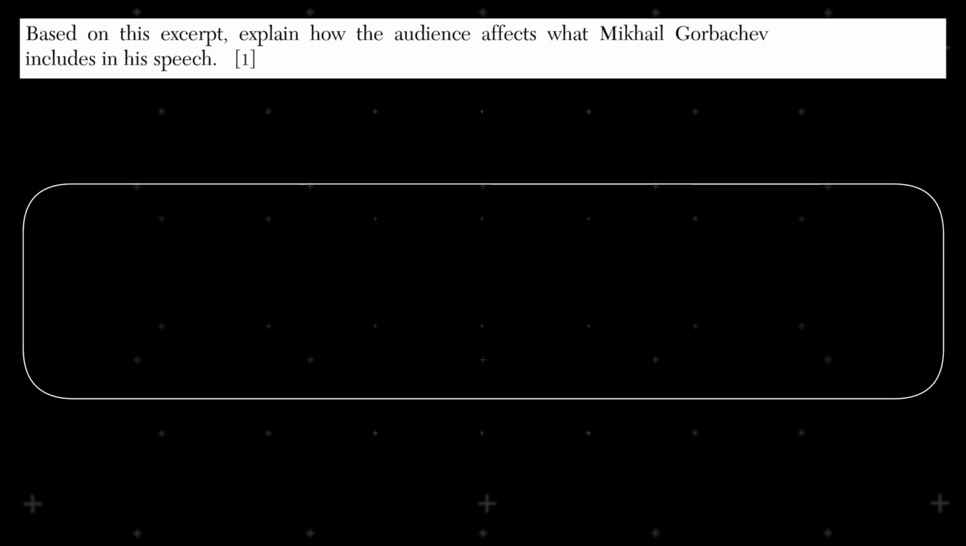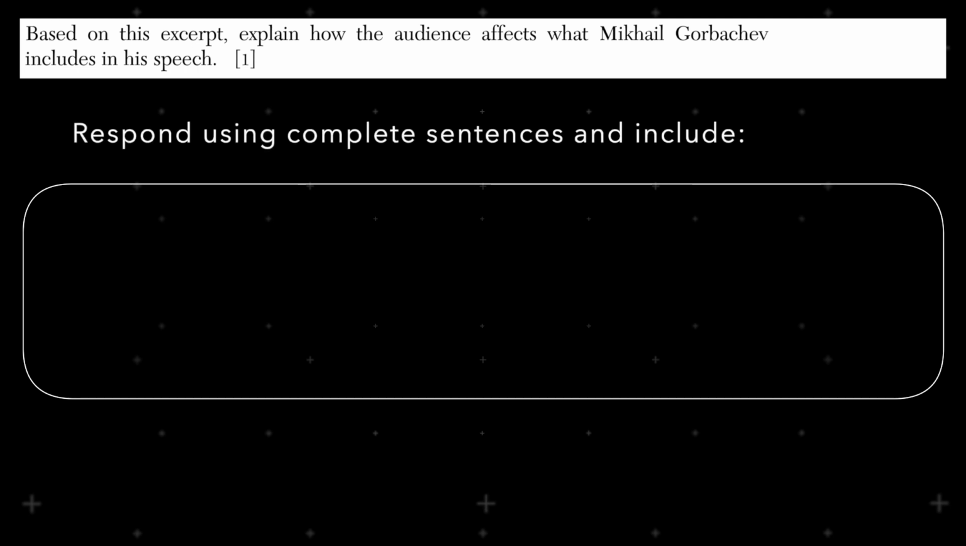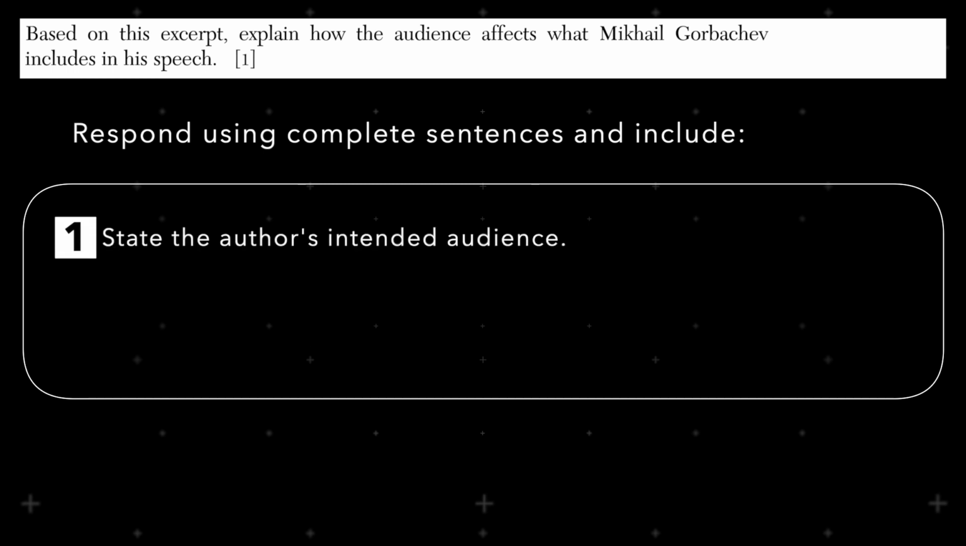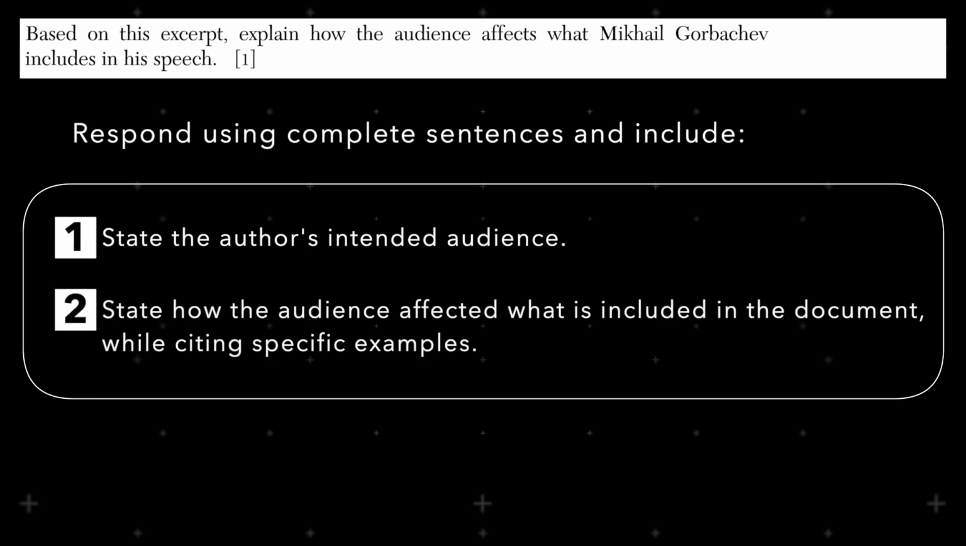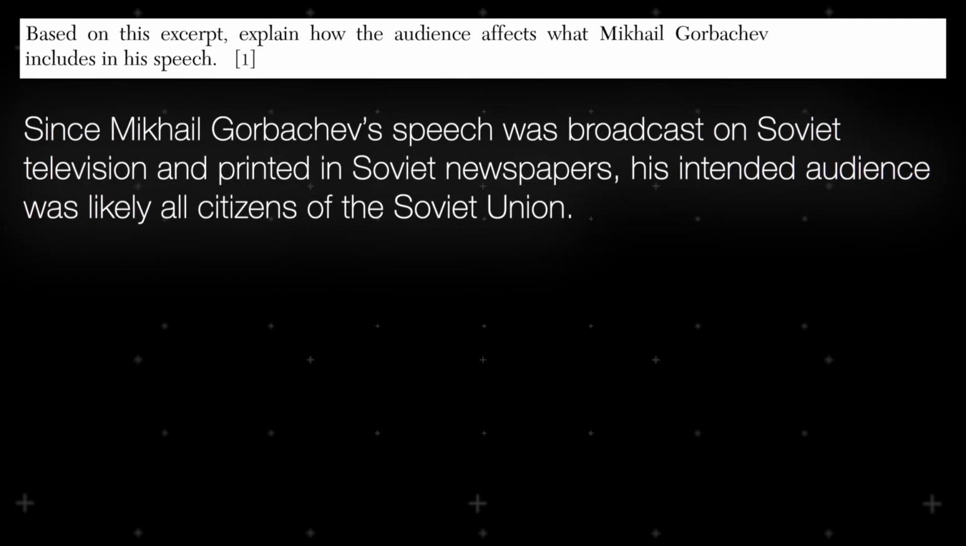As always, we need to respond in complete sentences, and we need to make sure our answer contains two parts. Part 1 should clearly state the author's intended audience, and Part 2 should state how the audience affected what is included in the document, while citing specific examples. So let's begin by stating Mikhail Gorbachev's intended audience. Since Mikhail Gorbachev's speech was broadcast on Soviet television and printed in Soviet newspapers, his intended audience was likely all the citizens of the Soviet Union.